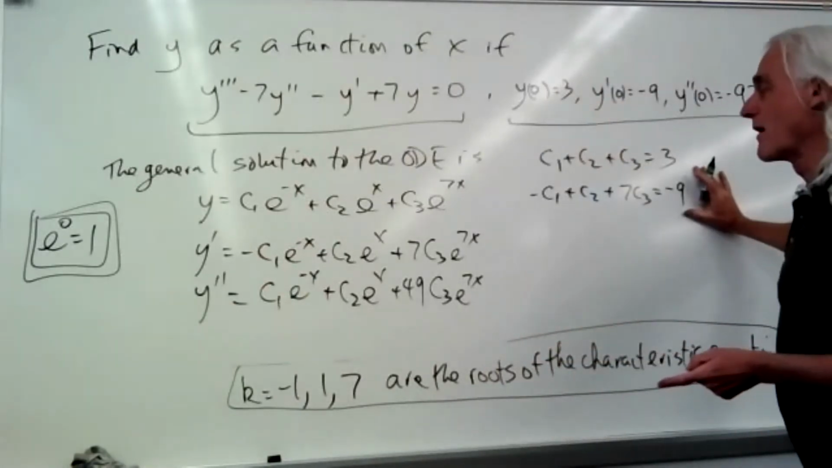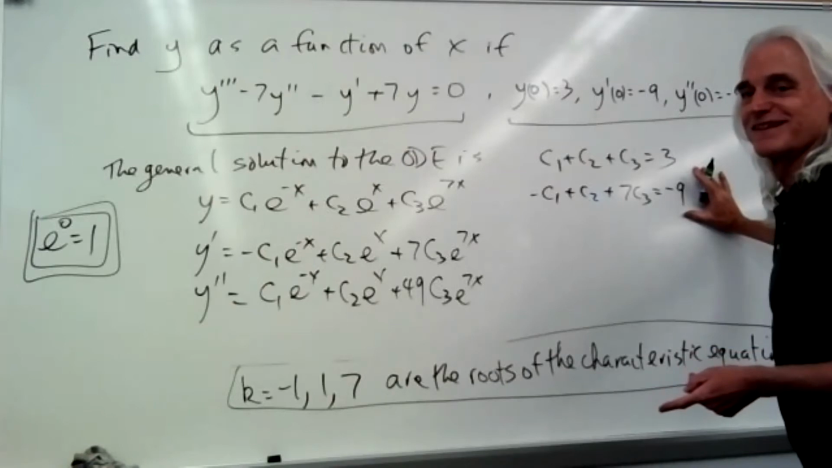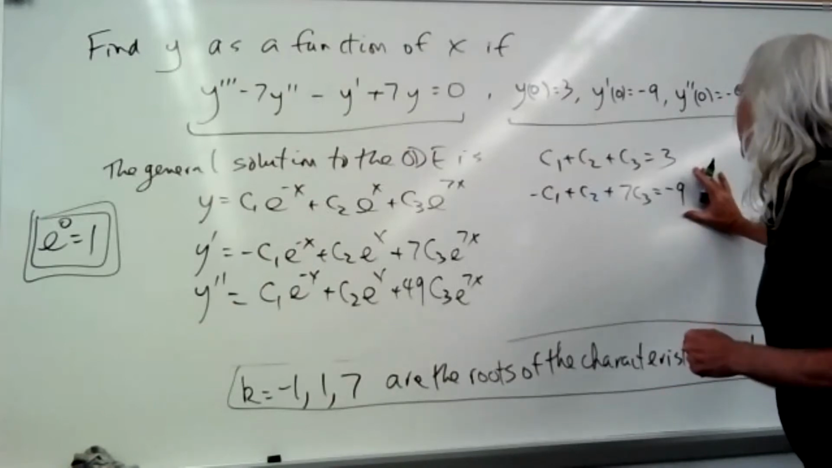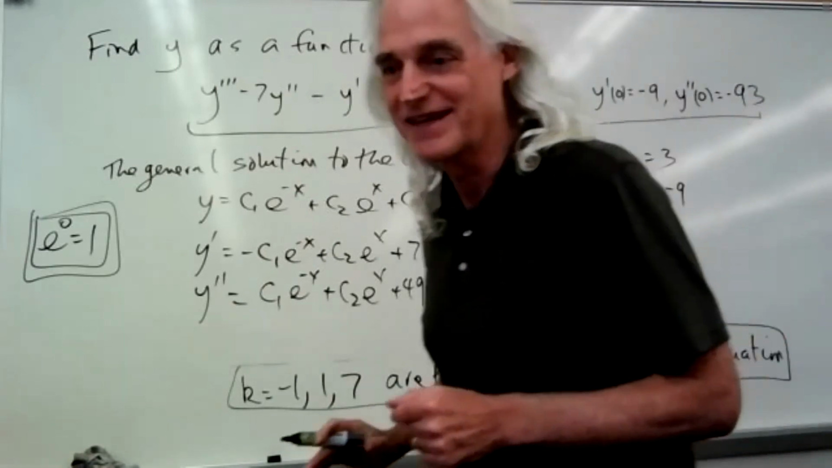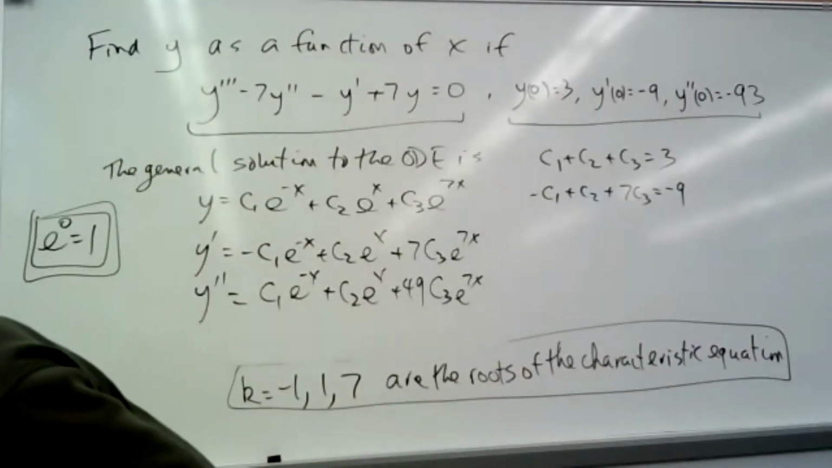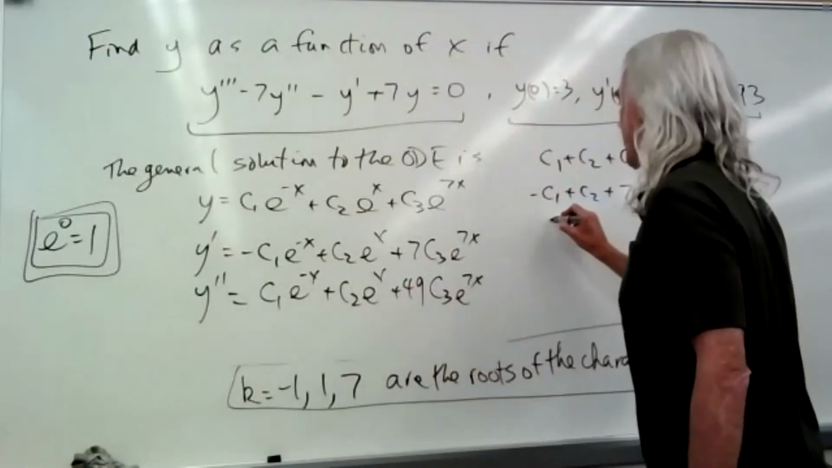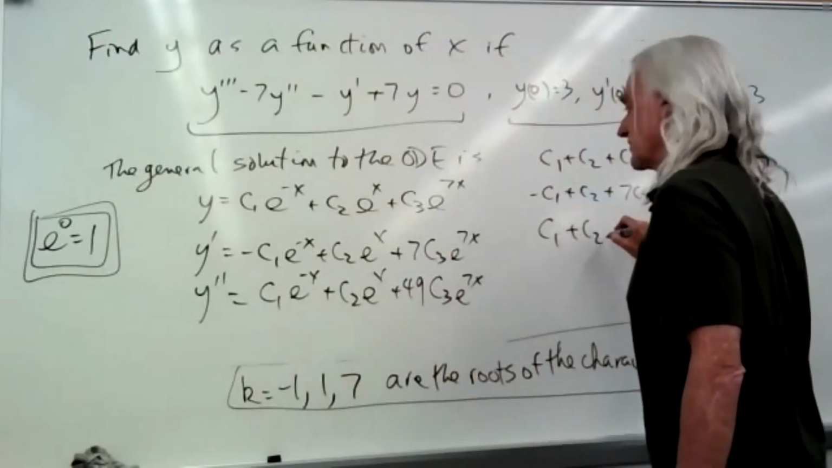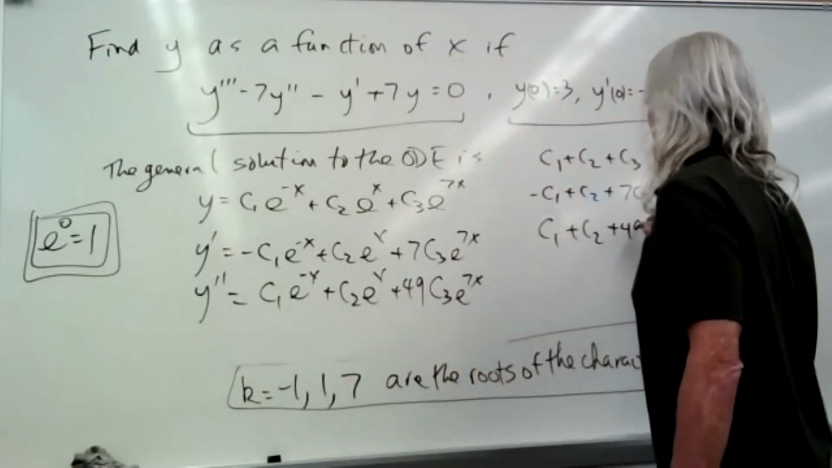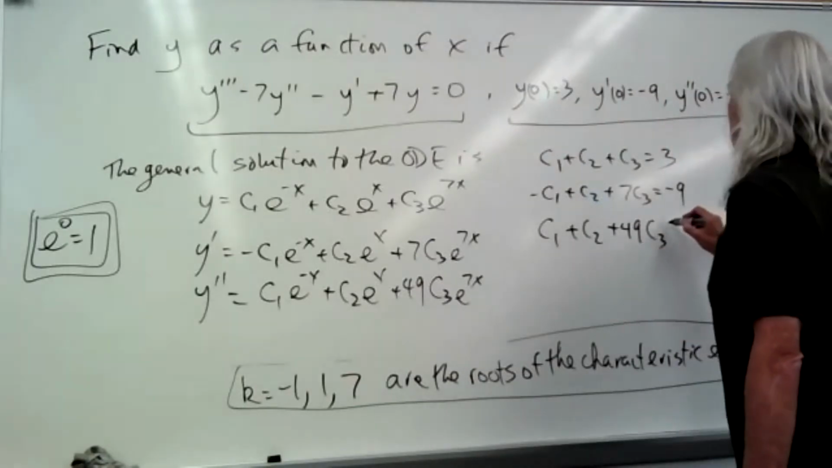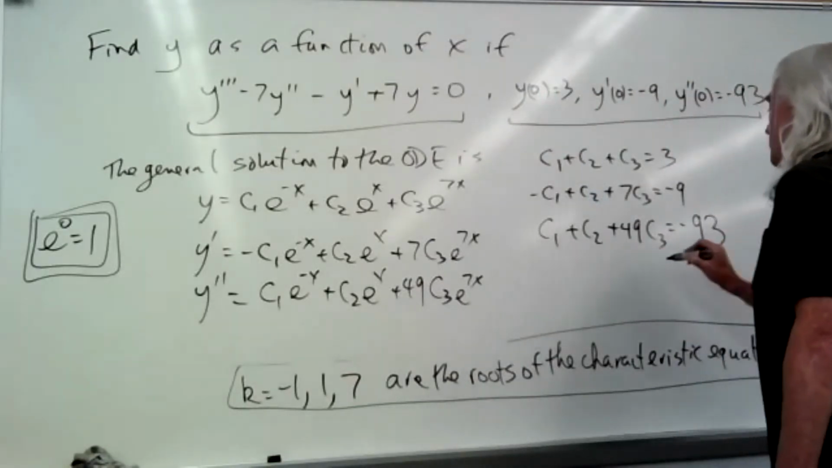I hope that you're probably hearing all these beeps. Okay. Wow. Yeah, USB drive. Okay. Then the third one is that C1 plus C2 plus a whopping 49 C3 equals -93.